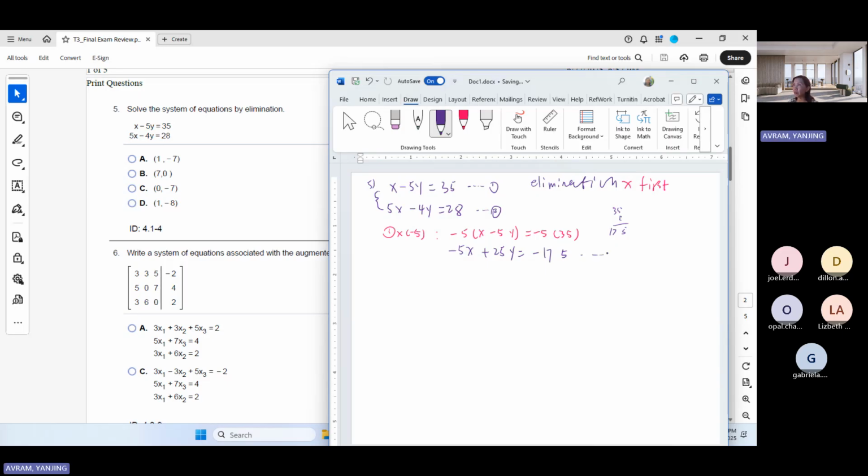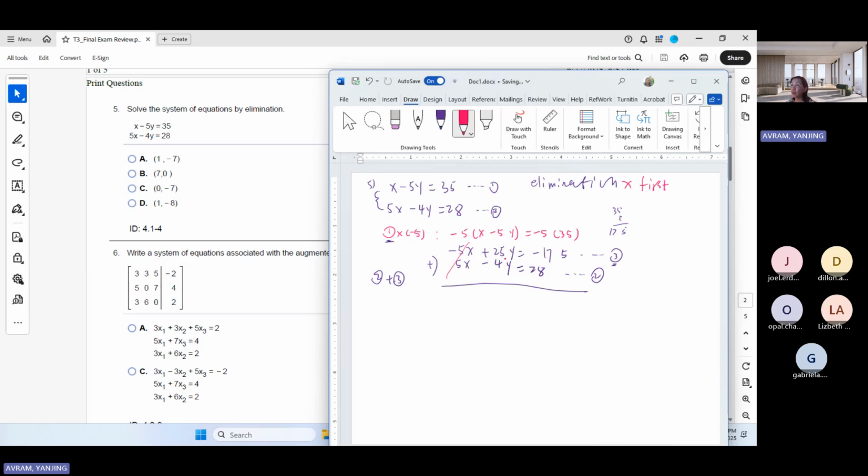Now I call this my third equation. This third equation is actually similar to the first one. And I'm going to add using 2 plus 3. So I can copy my 2 down. My 2 here is 5x minus 4y equal to 28, right? This is copied from the 2. And I'm going to add these 2 together. So when I add these 2 together, I eliminate x away.